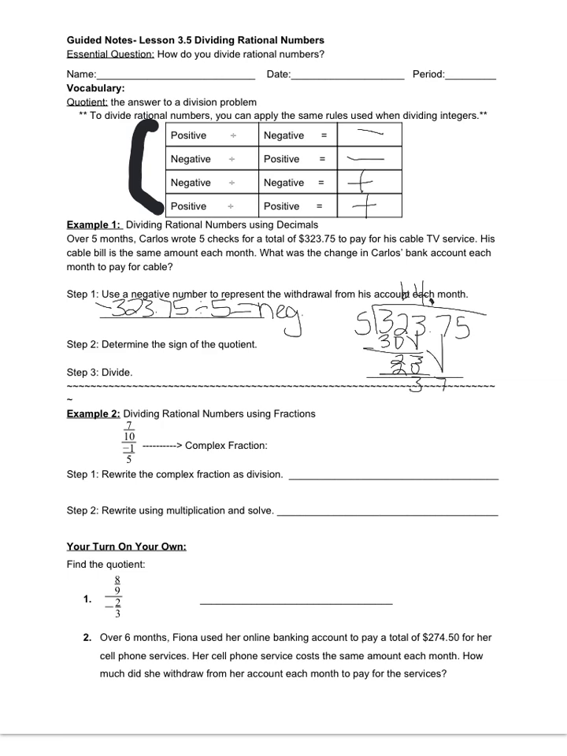Bring down the 7. 5 goes into 37 7 times. And I've got 5 goes into 25 5 times. So we see here that each check he wrote was for $64.75. And because he's writing a check, it would be negative 64.75. All right, make some more room here.